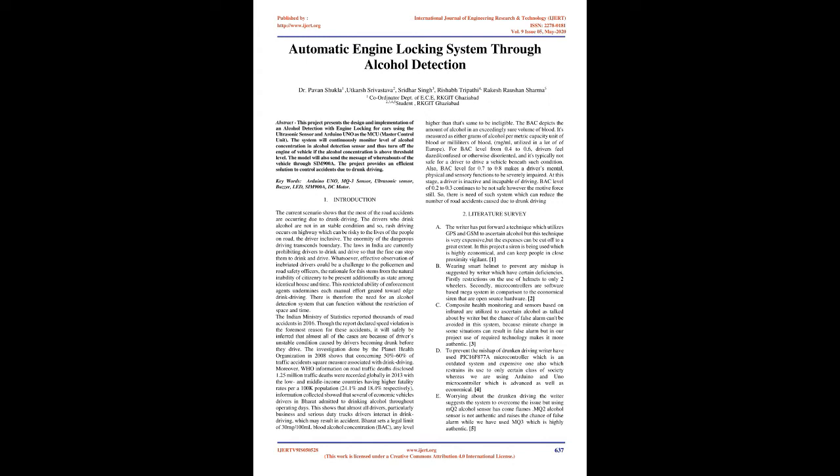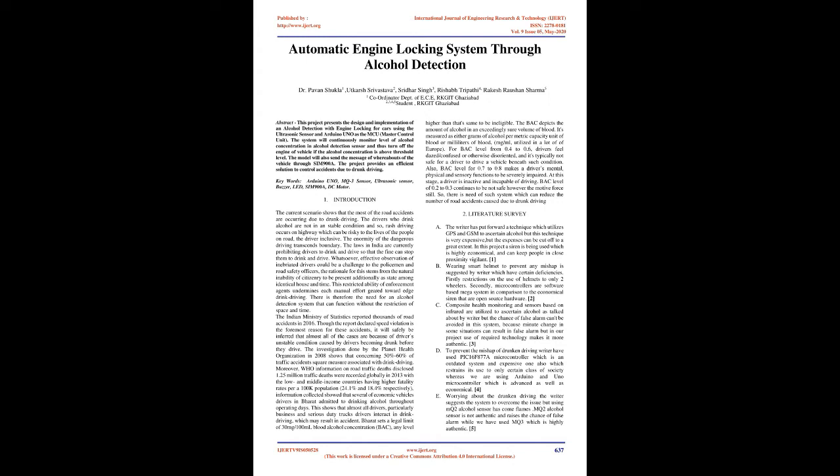1. Introduction. The current scenario shows that most of the road accidents are occurring due to drunk driving. The drivers who drink alcohol are in an unstable condition and so, rash driving occurs on highways, which can be risky to the lives of the people on the road, the driver inclusive. The enormity of dangerous driving transcends boundaries.